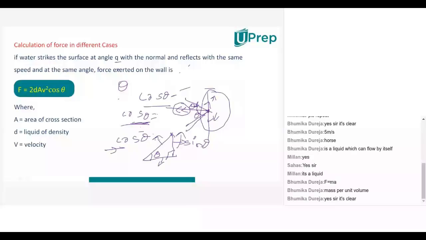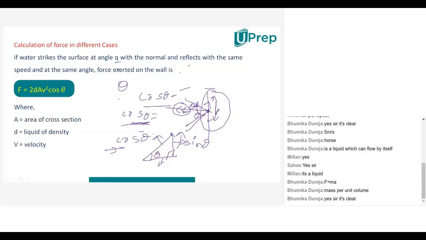Okay, Arnav. Yes, sir. For the horizontal component, cos theta. For the vertical component, what do we have to write? Sine theta. Okay.